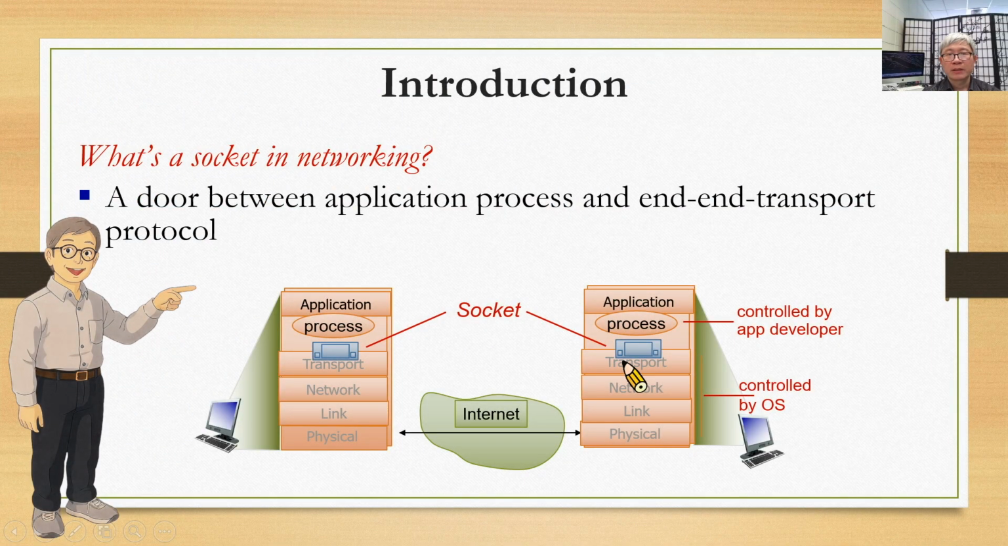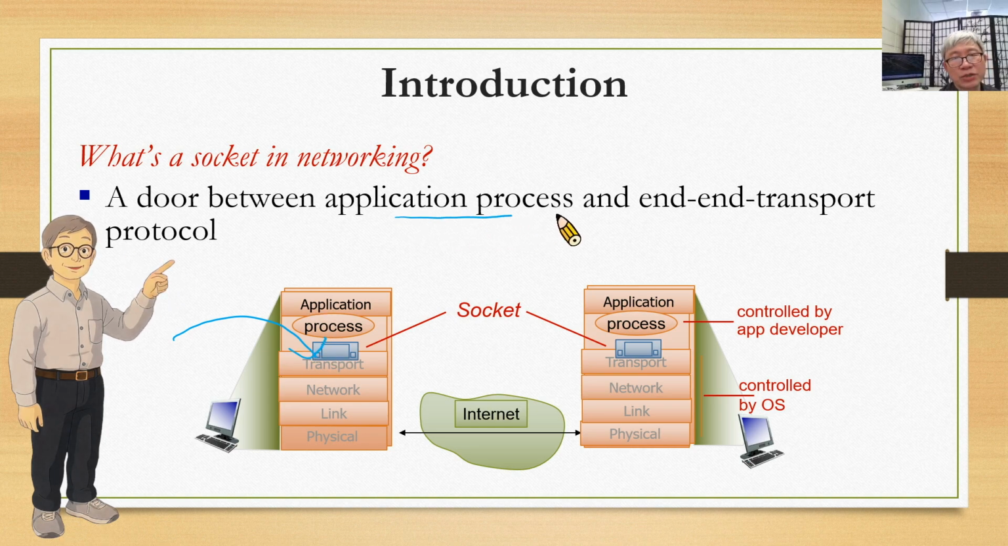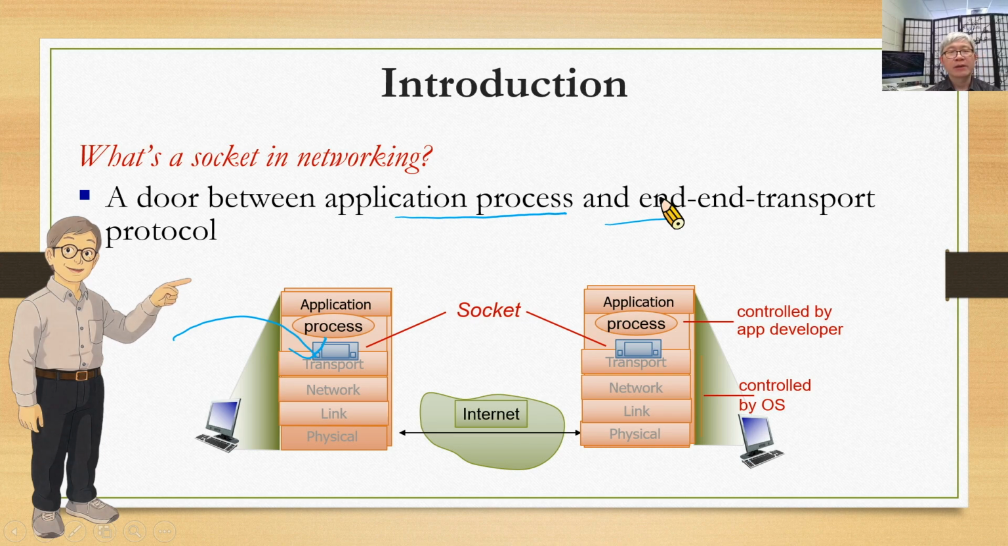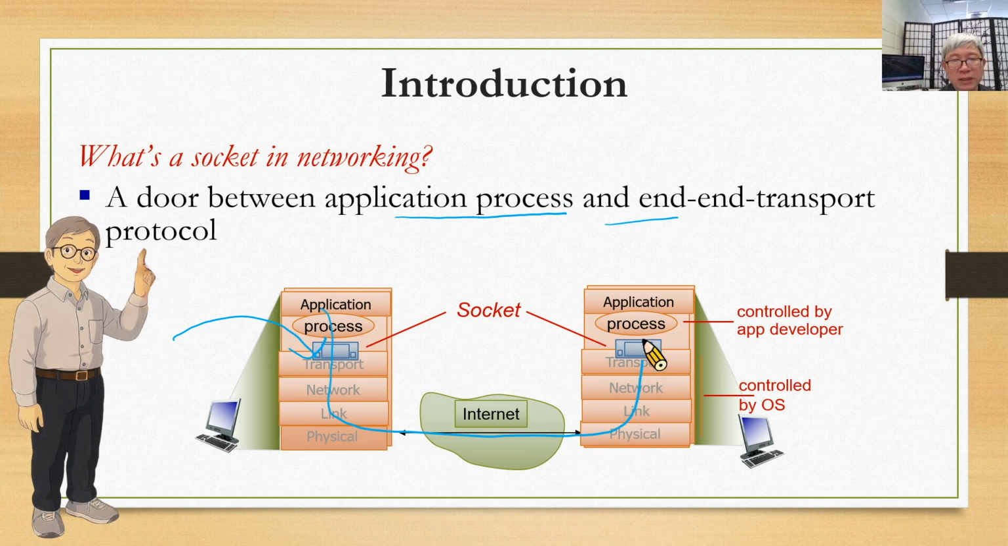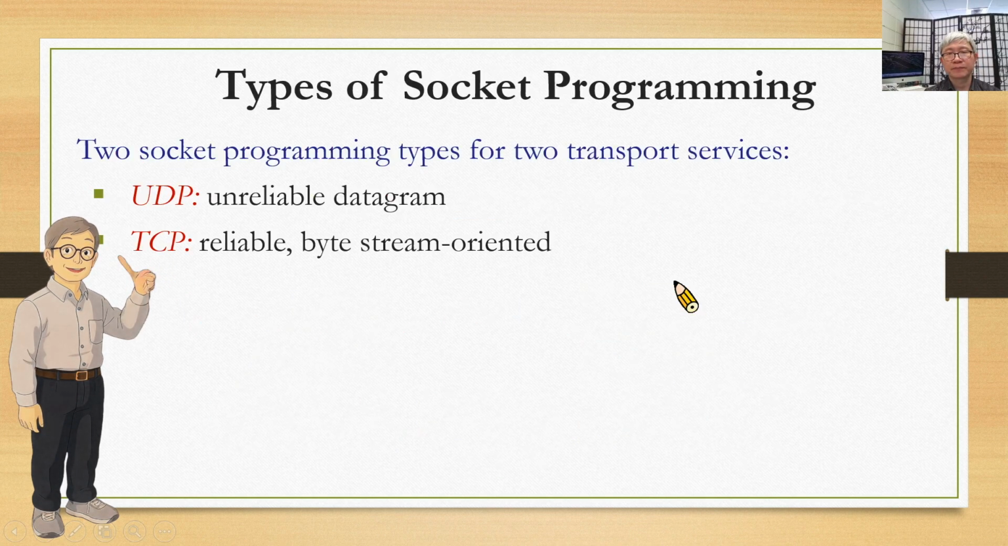Introduction. Circuit programming. So, what's a circuit in networking? Actually, we call it a door, a door between the application process and the transport layer. So if we want to have the programming associated with this kind of door, we call it circuit programming. So that we can go through the door and then the packet goes through the internet. So it is the circuit programming scenario like this.